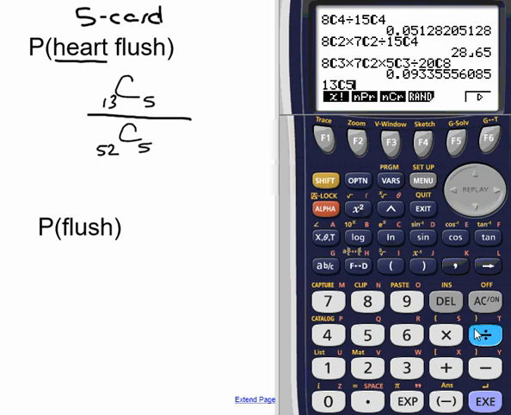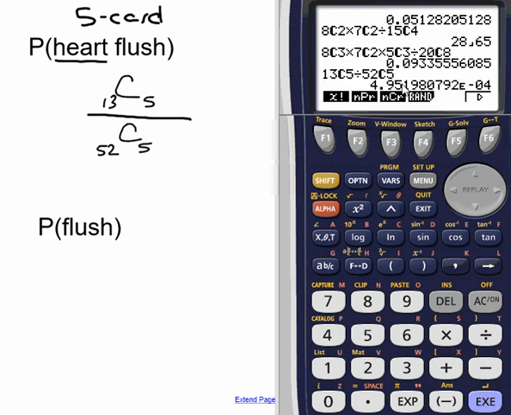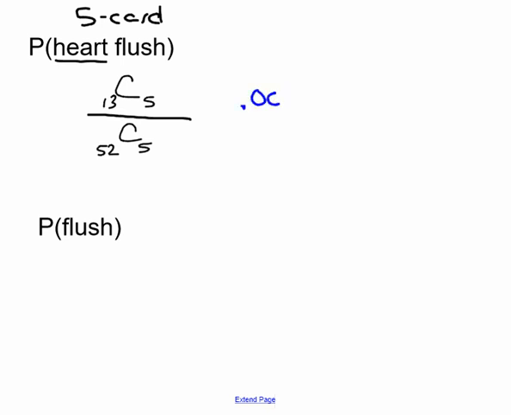13C5 divided by 52C5. Now, as you can see, this is scientific notation. There it is written out in a reduced format. This scientific notation means that you'd move the decimal 4 places to the left, so 0.000495, about. That's the probability of getting just a heart flush.